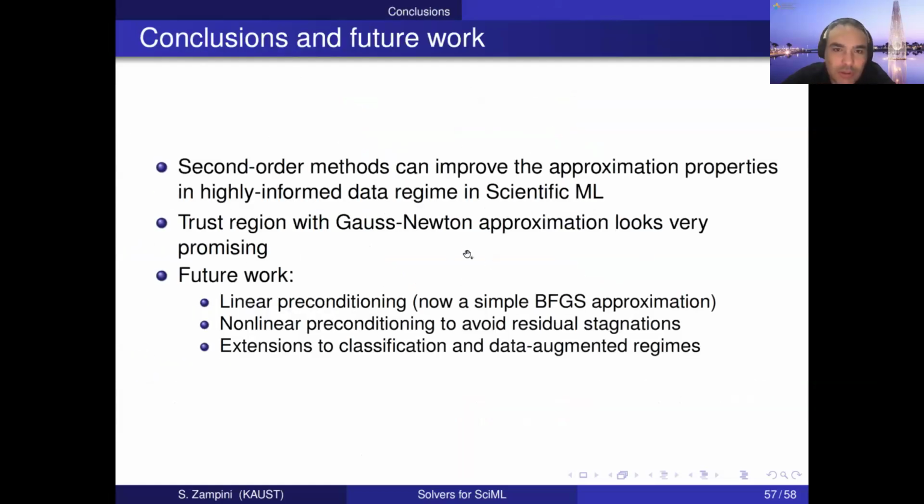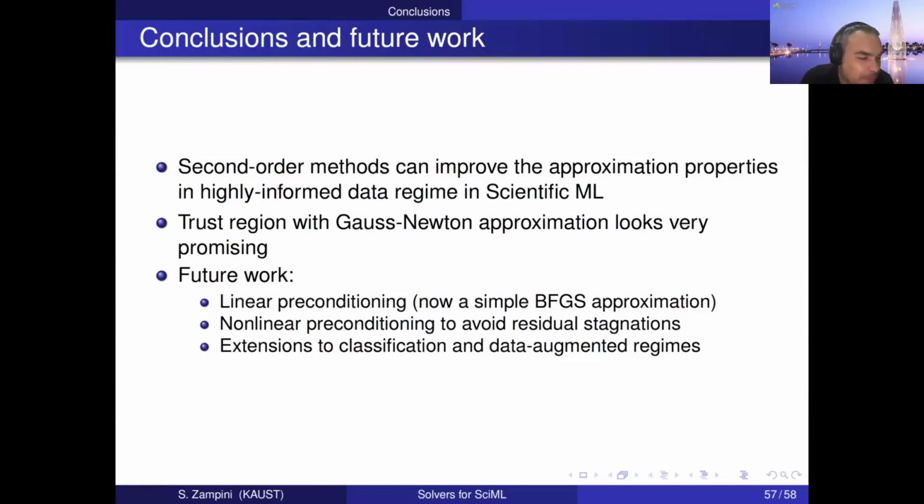If we go to the conclusion, then I can take questions if you want. I hope I convinced you that using conventional second order methods can be beneficial when you want to train neural networks in the scientific machine learning context. In all the results that I have, trust region with Gauss-Newton is the most robust in terms of computational costs. This is discussed a little bit better in the paper, not here, because I didn't have time.